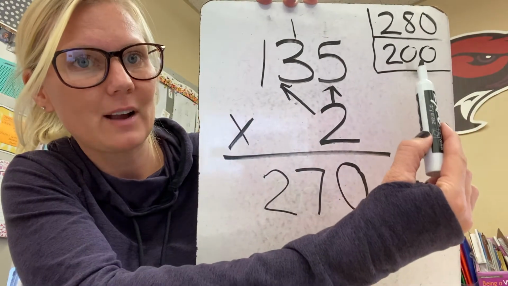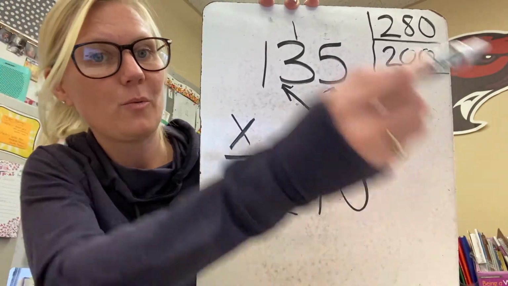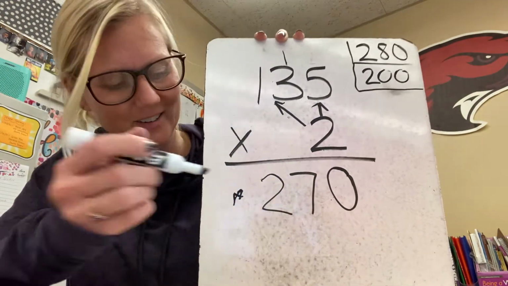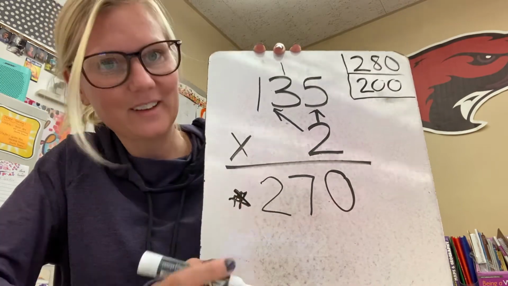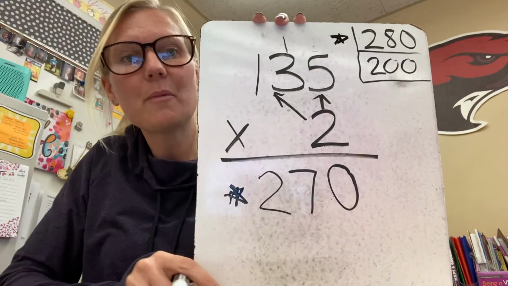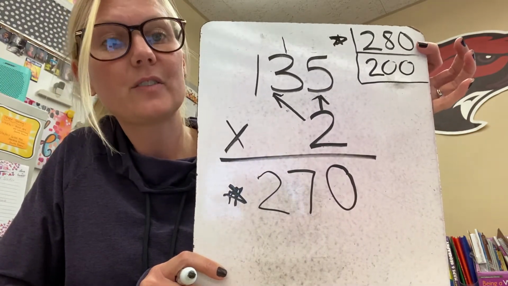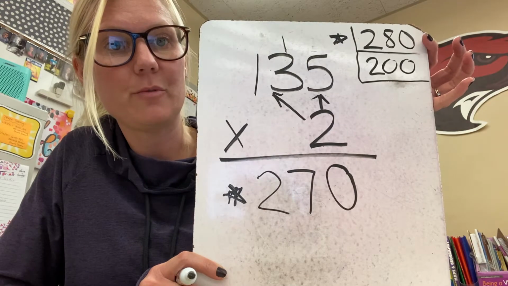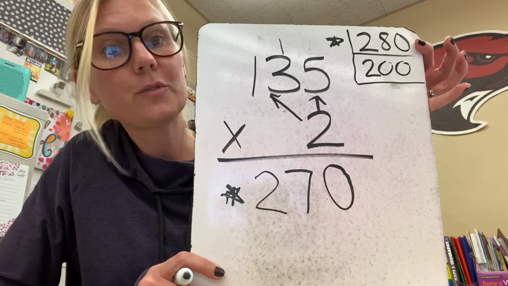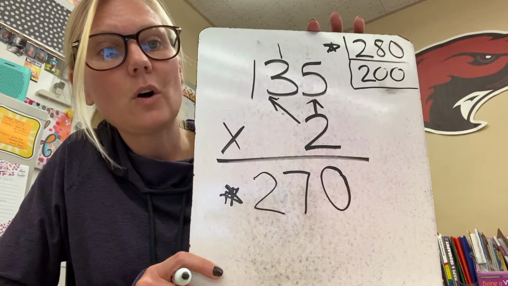Was it closer to round to the nearest 10, or was it closer to round to the nearest 100? Which one got us closest to our actual answer of 270? Rounding to the nearest 10 did. So you can see that both of our estimates are not wrong. They're both right. But the smaller the value that we estimate to, like the nearest tens rather than the nearest hundreds, the closer our answer and our estimate will be to each other. So keep that in mind.